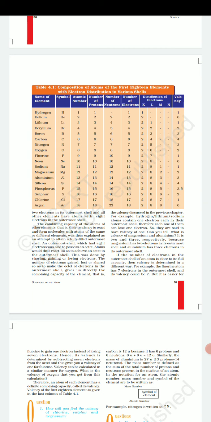For atoms having 1, 2, 3, 4 valence electrons, their valency will remain as it is. For hydrogen, 1 electron is there, so valency will be 1. For lithium, beryllium, boron, carbon, 1, 2, 3, 4 valence electrons are there, so valency remains the same. You can see for sodium, magnesium, aluminium, silicon also, 1, 2, 3, 4 valency remains the same.